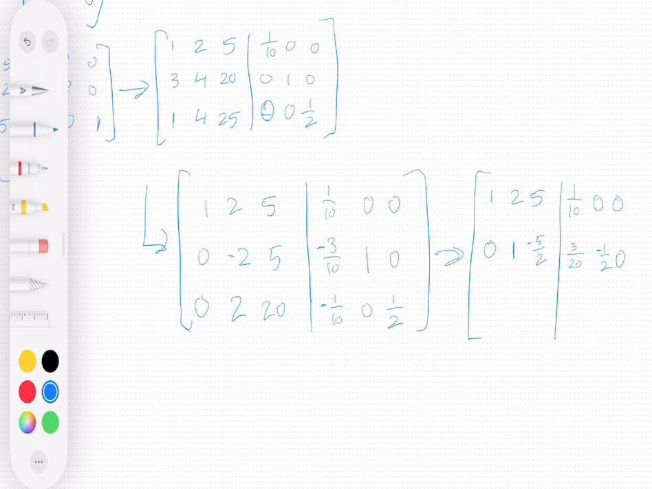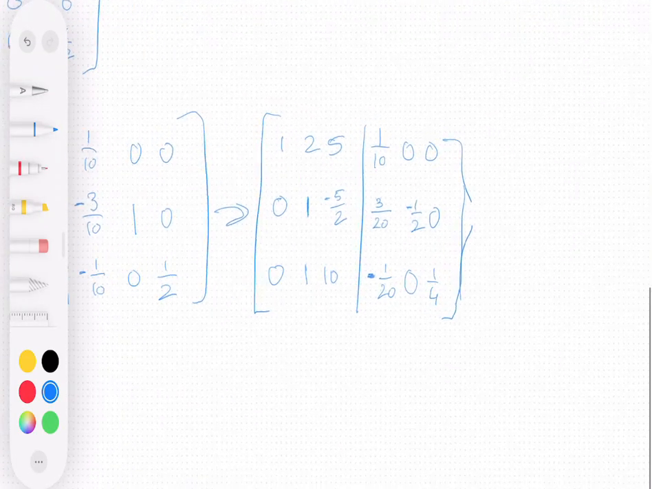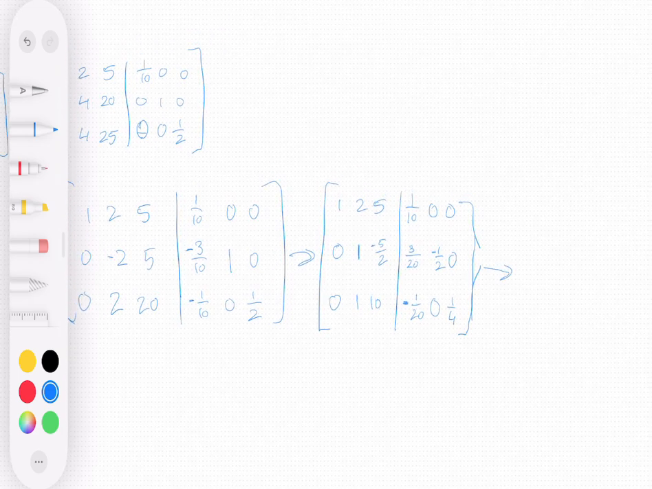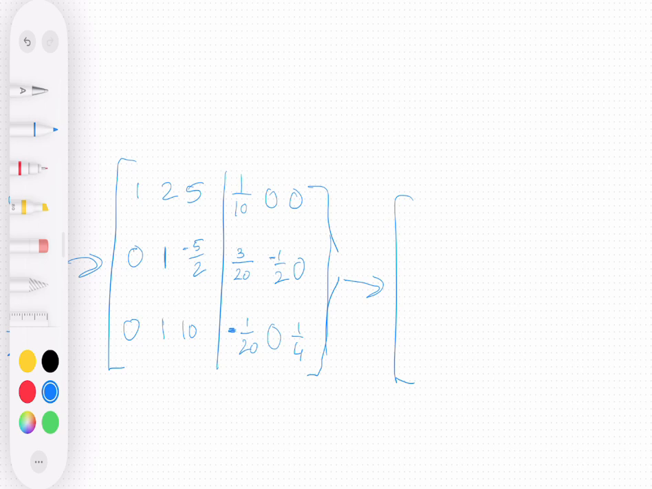Then this would become 0, 1, 10. This would become -1/20, 0, and 1/4. Now with that, we're almost there. Did I misplace them? No, okay. And then the step that'll get us almost all of our leading ones.